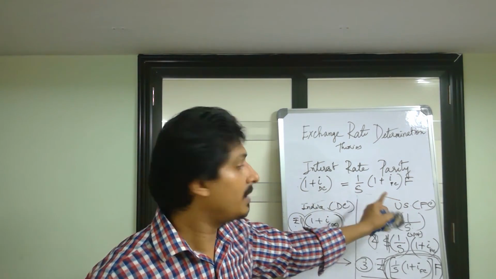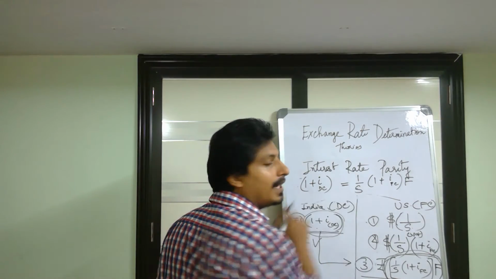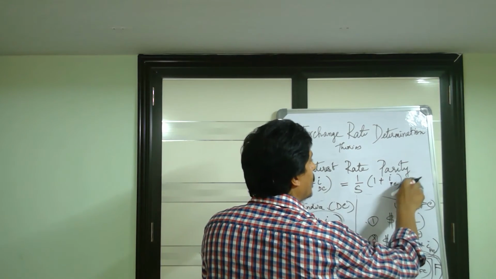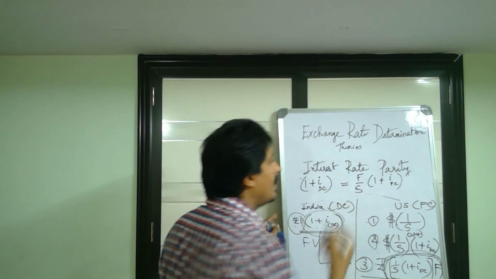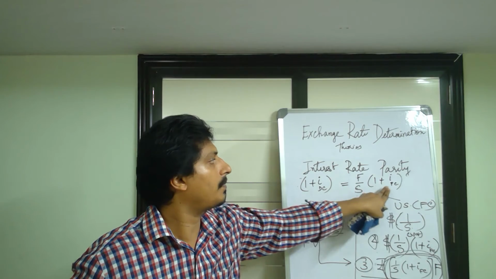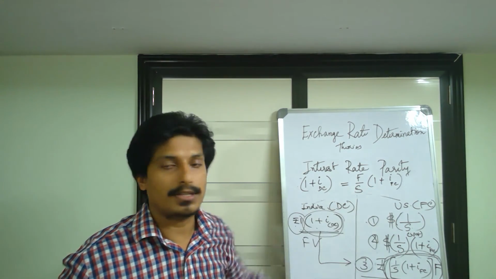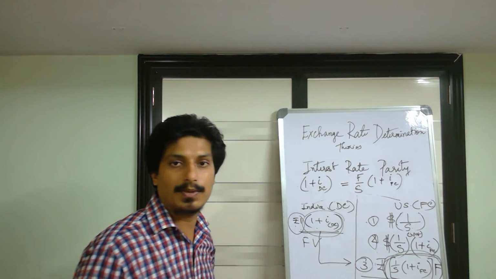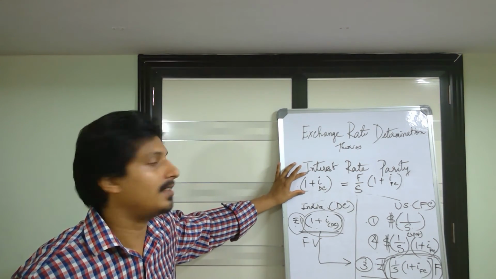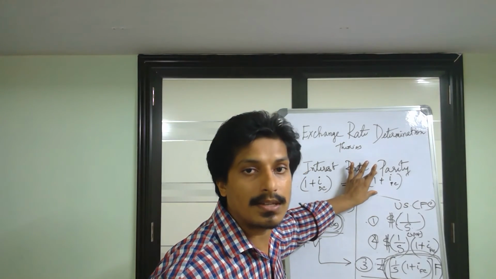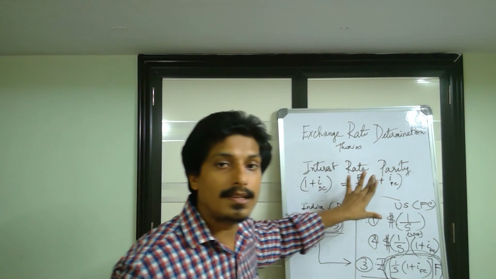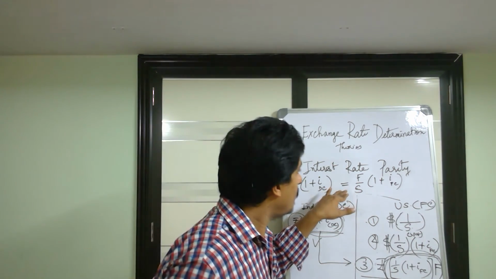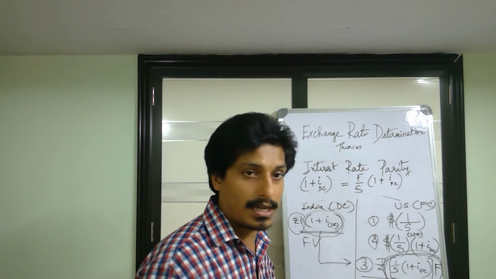You can slightly modify it. This is 1 by S here. Instead of taking 1 by S, you can multiply F with 1, and you will get forward by spot into 1 plus I, the interest rate in the foreign country. So this is the interest rate parity equation. The return you generate here should be equal to the return you generate here. If this exists, then there is interest rate parity. Then there is equilibrium in the financial market.